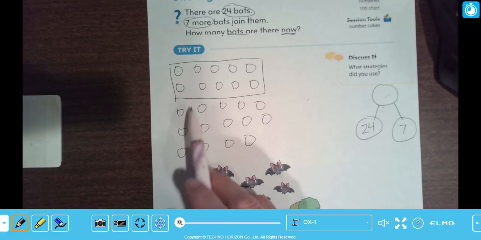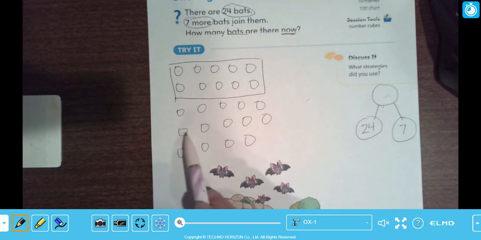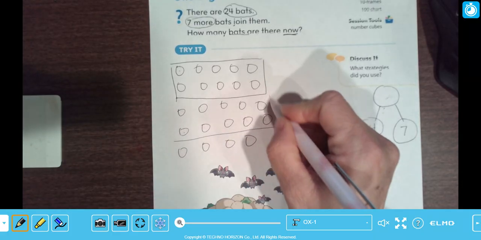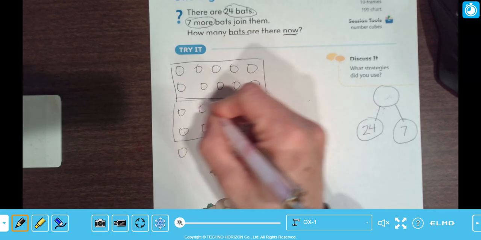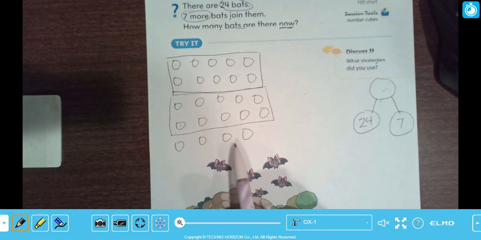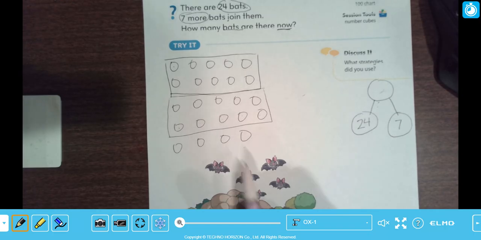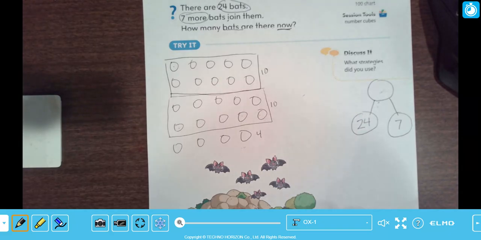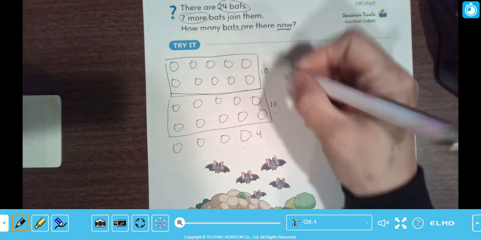Okay, let me see if I can make another 10. 1, 2, 3, 4, 5, 6, 7, 8, 9, 10. There's 10 right there. I'm going to draw the line. Okay, there's 10. Now, do I have enough to make another 10? No, I don't. I have 4, so I don't have enough to make another 10. So this is 10, 10, 10, 10, 4. Okay, so let's make a number sentence using this.